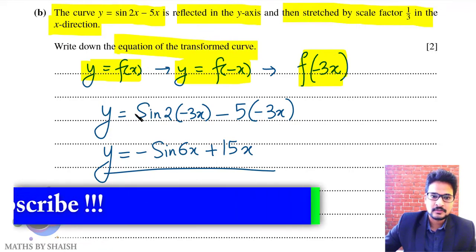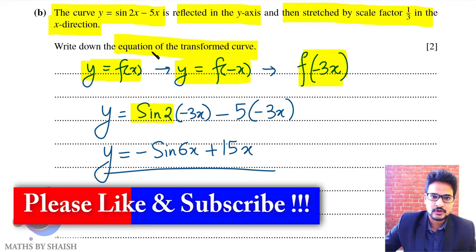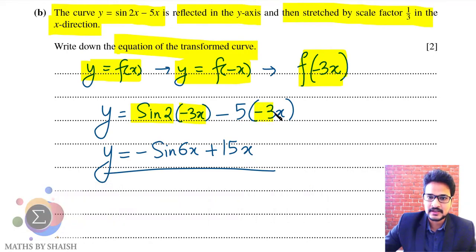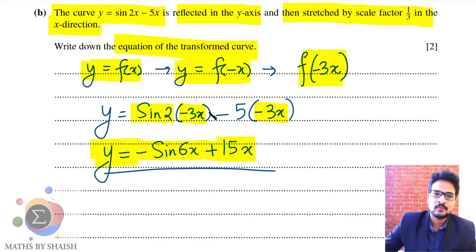So y becomes sine 2 because it was 2, and x becomes minus 3x. Minus 5 times minus 3x, again the input. So we got minus sine 6x, because sine of minus theta is minus sine theta, so minus comes out, and this minus minus becomes plus, and this becomes 15x. So y equals minus sine 6x plus 15x is the equation of the transformed curve. I hope it is clear. Let's do the next question.